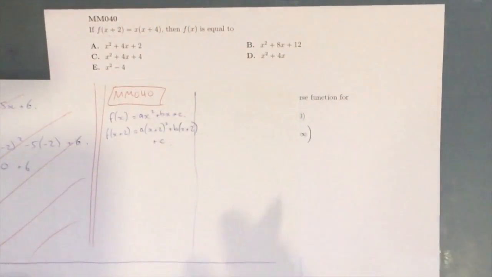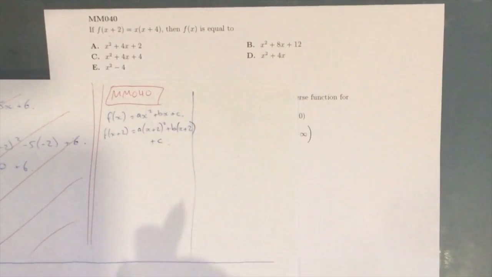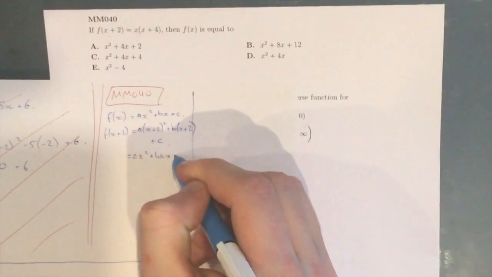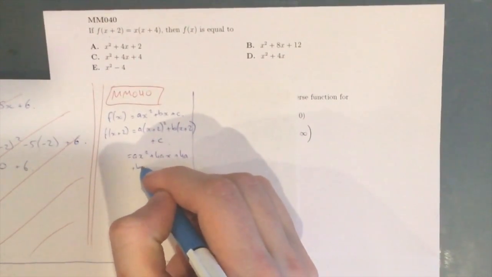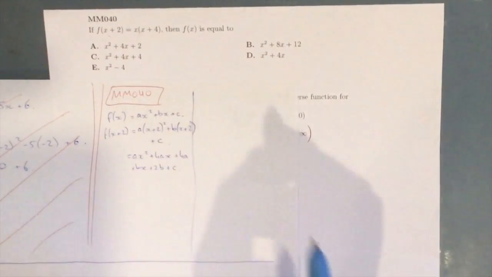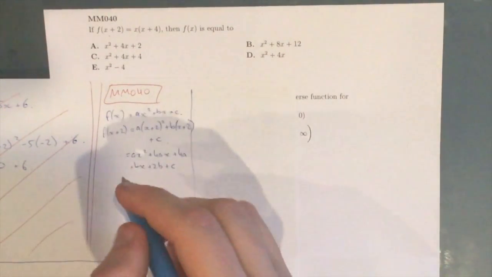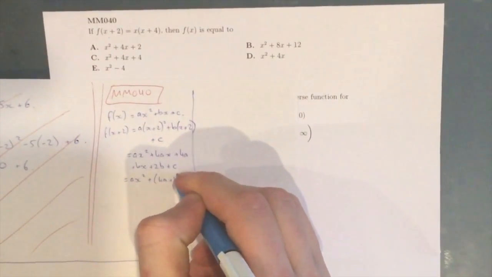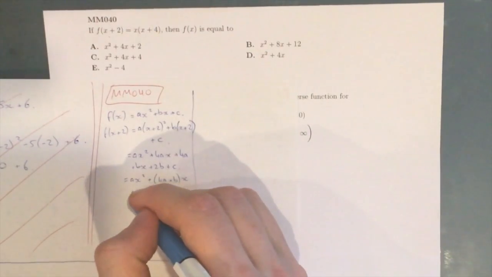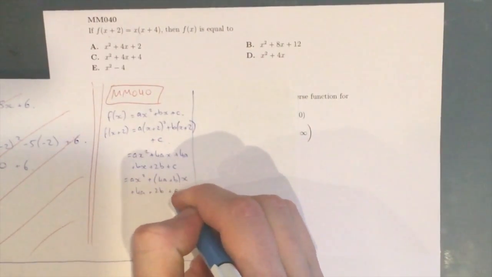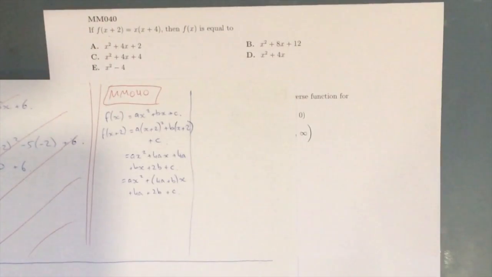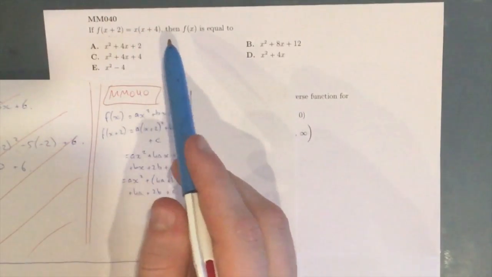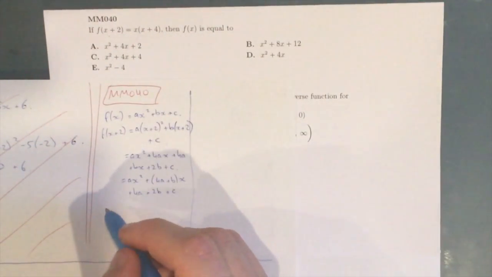plus c. If we expand all this out, we end up getting ax squared plus 4ax plus 4a plus bx plus 2b plus c. Now if we group all of our like terms together, we get ax squared plus 4a plus bx plus 4a plus 2b plus c. Then we can sub in f of x plus 2 equals x times x plus 4, and you'll see what's happening here in a second.